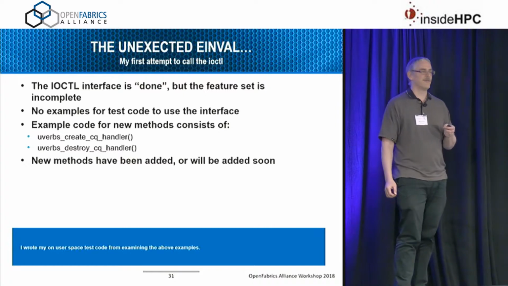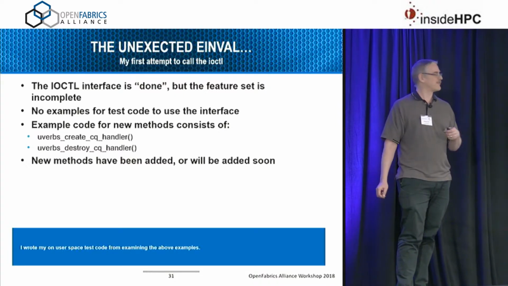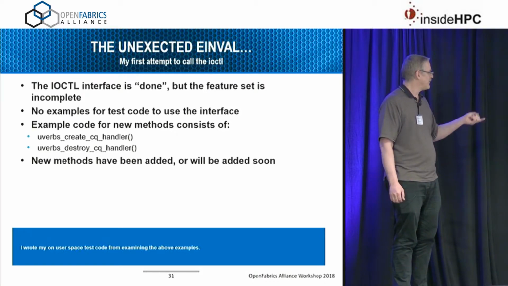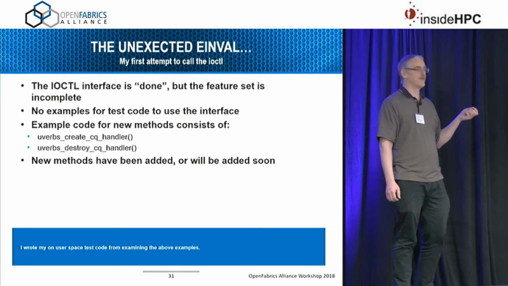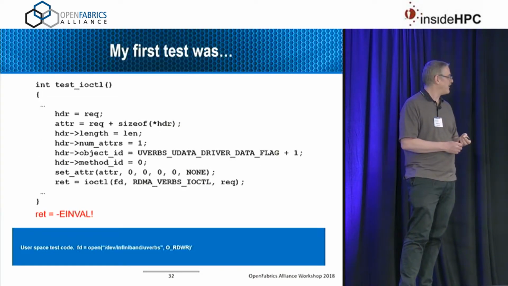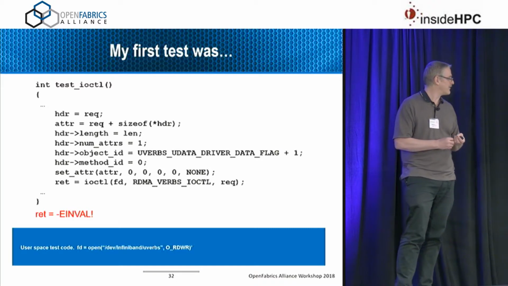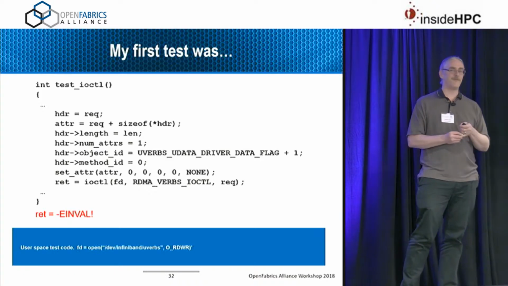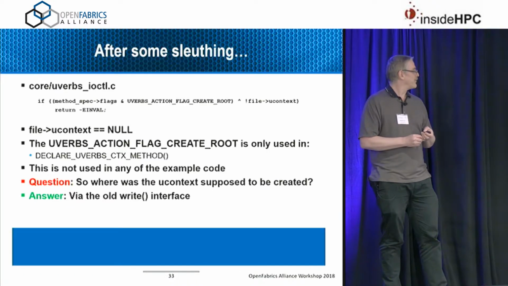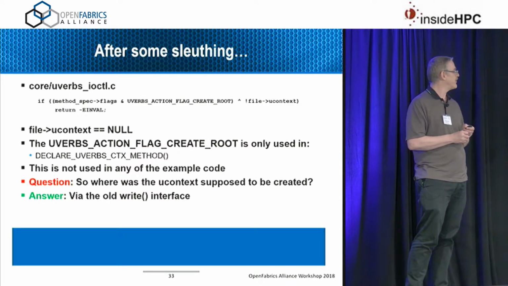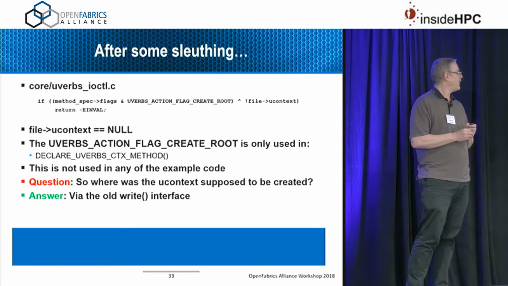So if you sit down to do this, all these things are starting to come to fruition. So I had to use my own test code to try and figure out how to make this stuff work, and that's where I ended up going with this nice enval after my first attempt at trying to contact the verbs infrastructure and touch my very first object. So I had to look around a little bit, and eventually the exciting thing, I found this little one piece of code that said either I had to have a context or I had to be creating the root flag.